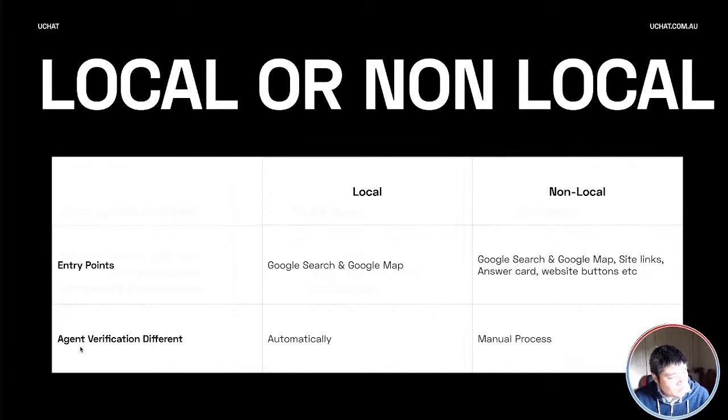And the second important difference is that the verification for the agent is different. For the local, if it's already a verified business, your agent will be verified automatically. But for non-local, it's a manual process. You need to send emails back and forth to get your agent verified.